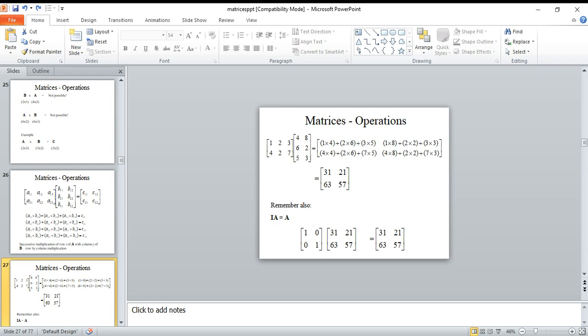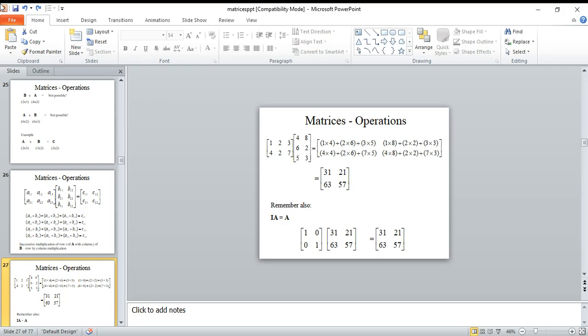I is the identity matrix, which is 1, 0, 0, 1. Here, the A matrix is 31, 21, 63, 57. Multiplying, first row with first column: 1 into 31 is 31, 0 into 63 is 0. That means it will give 31. Next, the first row with the second column: 1 into 21 is 21, 0 into 57 is 0, so it is 21.